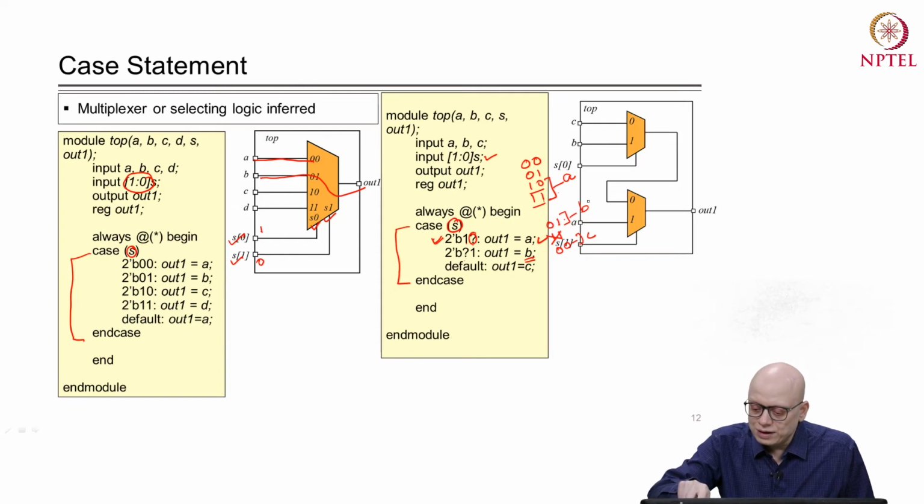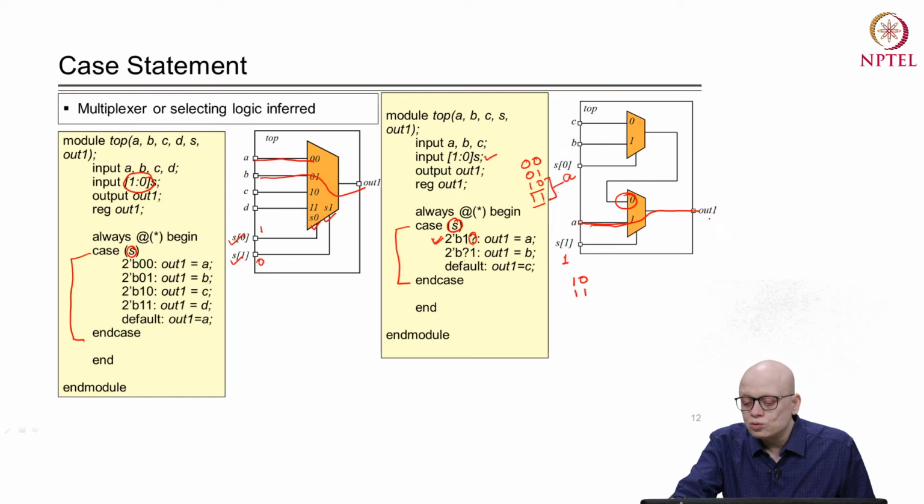So, what we have here is that if S1 takes a value of 1, then out 1 gets a value of A. This line will be totally ignored. So, what it means is that if the value of S is 1 0 or 1 1, in both cases out 1 will get a value of A. So, this is what we wanted our priority to be.